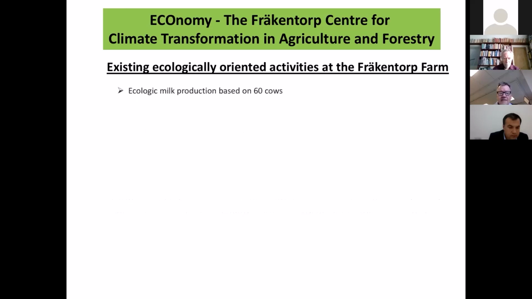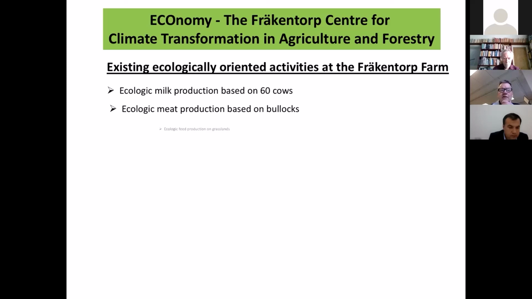Among the existing activities, we have an ecological milk production based on 60 cows, with one of these so-called milk machine systems, where the cows go in voluntarily and get milked twice a day, morning and evening. There is ecological meat production based on the bullocks that are born on the farm.